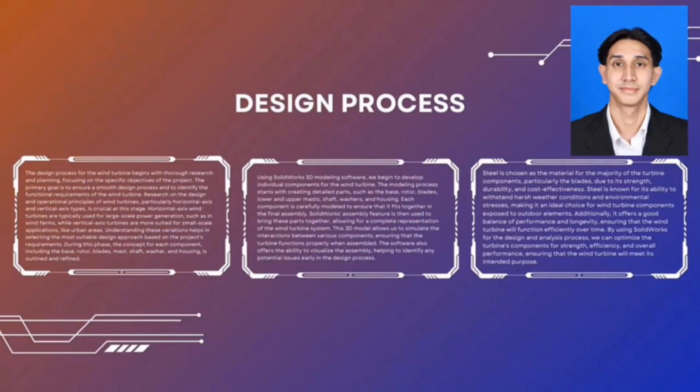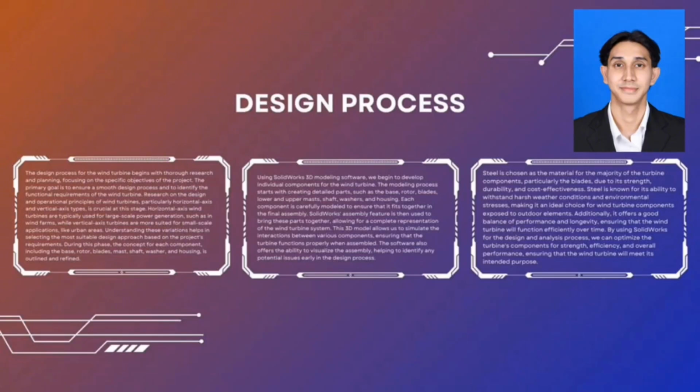During this phase, the concept for each component, including the base, rotor, blade, mast, shaft, washer, and housing, is outlined and refined. Next, using SolidWorks 3D modeling software, we begin to develop individual components for the wind turbine. The modeling process starts with creating detailed parts such as the base, rotor, blades, lower and upper mast, shaft, washer, and housing. Each component is carefully modeled to ensure that it fits together in the final assembly.